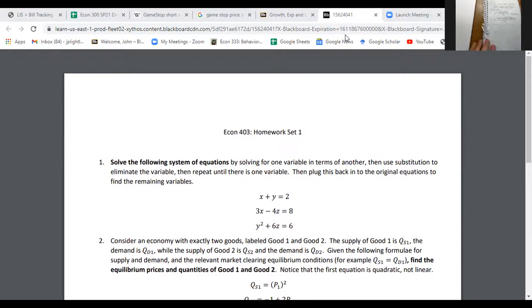So let me think of something that's similar. How about x plus y, instead of equaling 2, it equals 4. How about instead of 3x, we have 2x minus 6z equals 2. And maybe another y squared plus z equals 10. I don't know. I'm just making up these numbers.